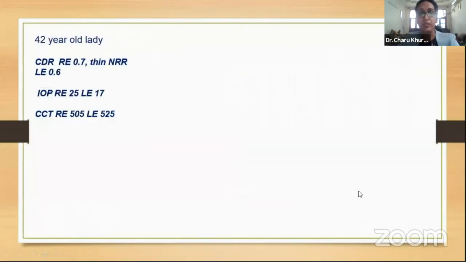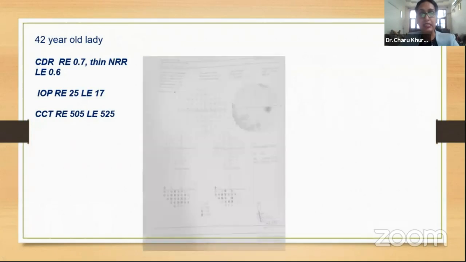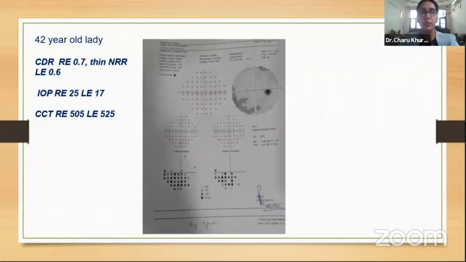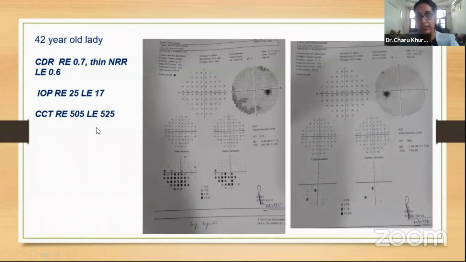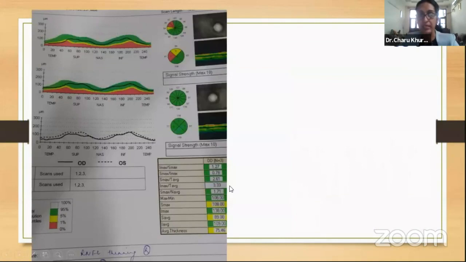I'm going to show you here a few other clinical cases. This is a patient with 0.7 cupping in the right eye and 0.6 in the left eye. And the IOP was elevated in the right eye. The corneal thickness was on the thinner side. We found that there was an inferior field defect. So this is the first indication we talked about, where an OCT will help us to confirm whether this visual field defect is really glaucomatous.